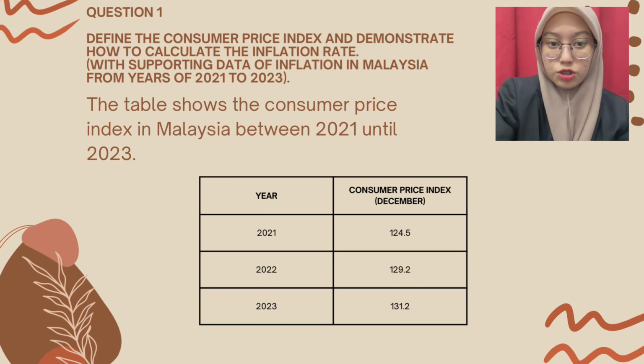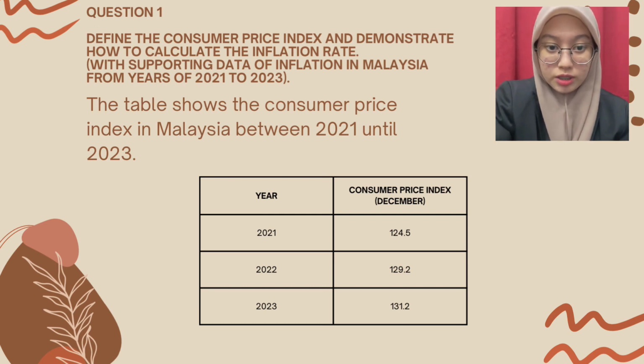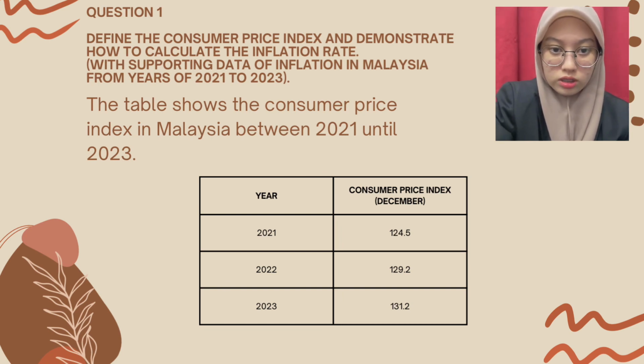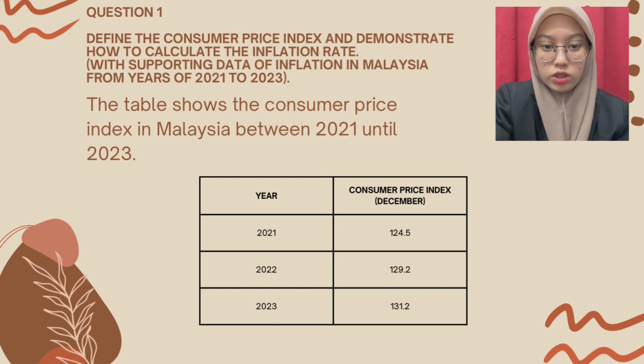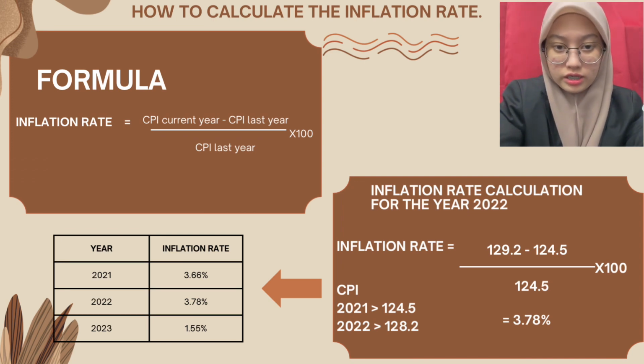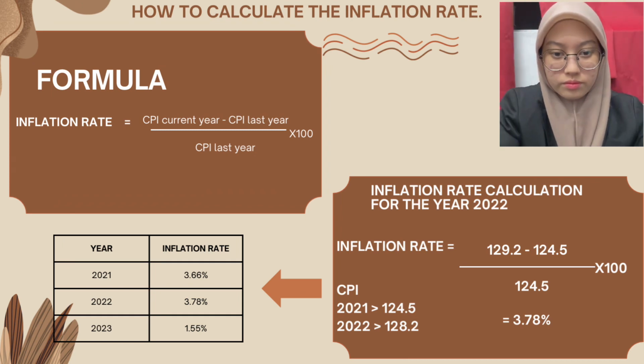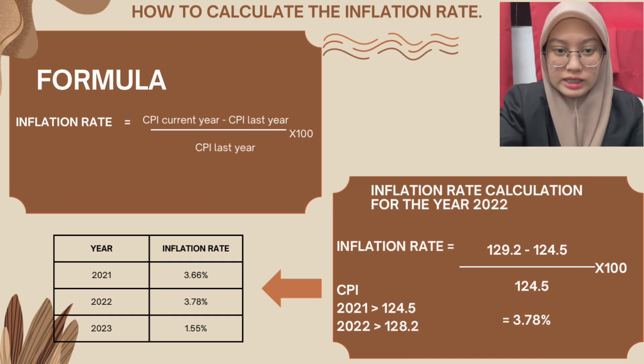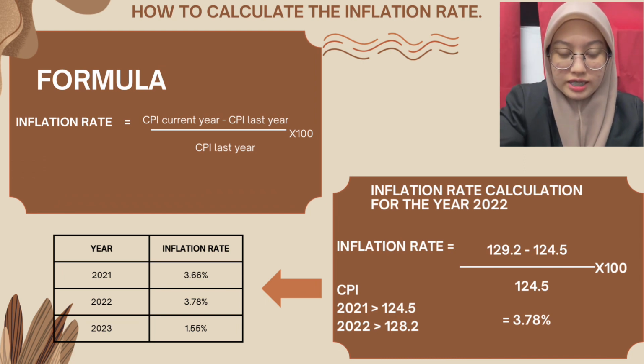Next, the table shows the consumer price index in Malaysia between 2021 and 2023, which is 124.5 for 2021, 129.2 for 2022, and 131.2 for 2023. So we proceed to how to calculate the inflation rate. Inflation rate is equal to CPI current year minus CPI last year, divided by CPI last year, then multiplied by 100.